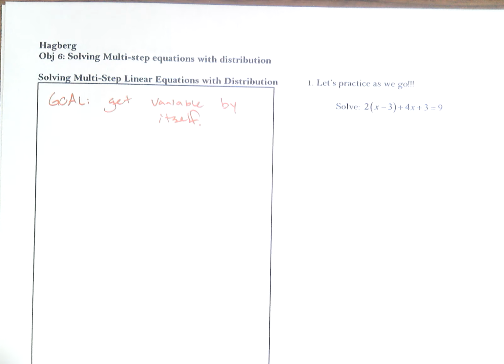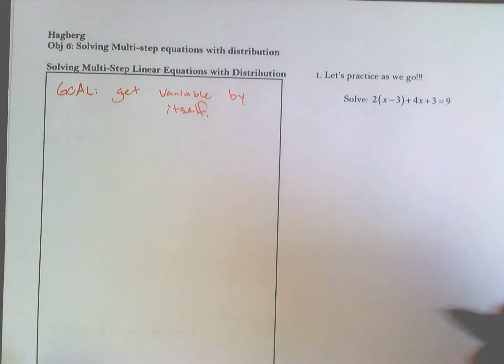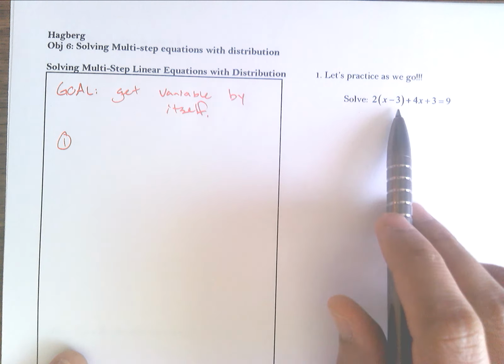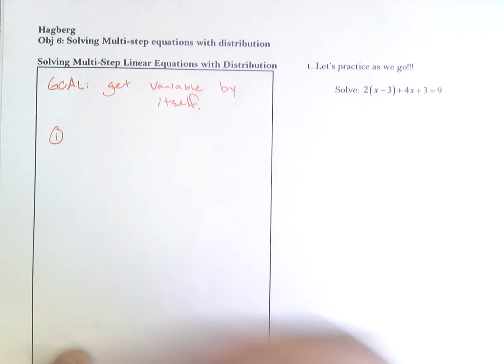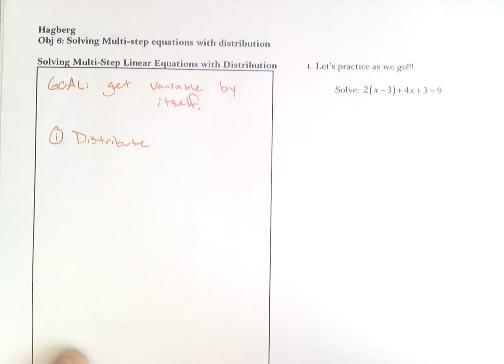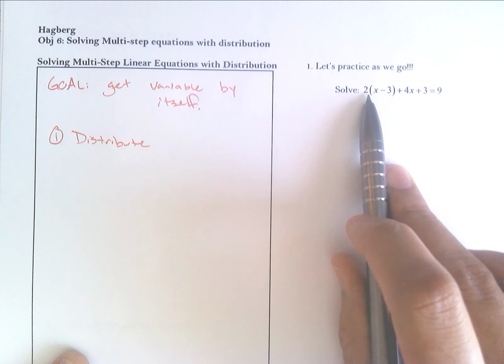Okay, and that's the goal for any of these equations that we're solving for the variable. So solving for x, y, whatever. Step 1 for these types of problems, anytime you have a grouping here with parentheses, step 1 is to distribute. So what I mean by distribute is see how we have x minus 3 times 2.